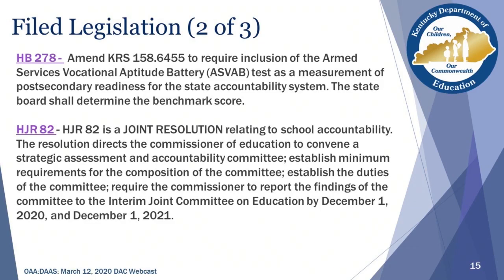Now, there's also House Joint Resolution number 82. It directs the Commissioner of Education to convene a Strategic Assessment and Accountability Committee, to establish minimum requirements for the composition of the committee, and establishes the duty of the committee. The duty of the committee would be to review assessment and accountability measures within the state of Kentucky and to report the findings of that committee to the Interim Joint Committee by December 1st.